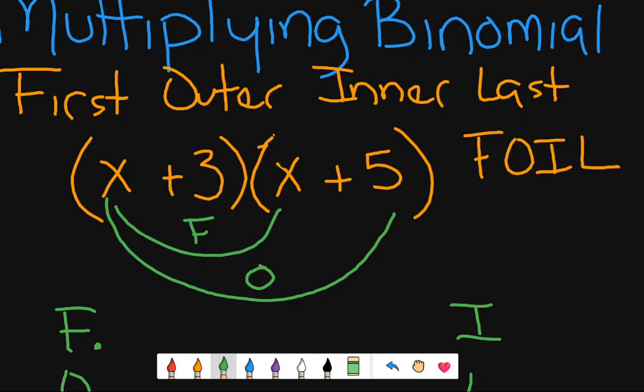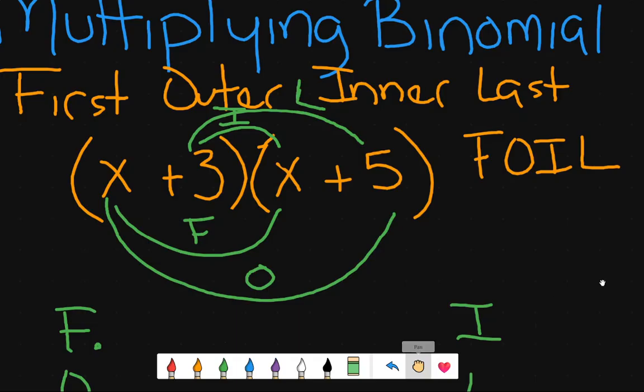Then you have the inner terms, the terms that are on the inside of the two parentheses. Those terms are 3 and X. So that's what I would represent. And then you have the last terms. Those are the last terms inside of the parentheses. In this case, in the first parentheses, the 3 would be the last term, and in the second parentheses, the 5 would be the last term. So the L represents the last term, and the 3 and the 5 are the last terms. So that's what you would multiply.